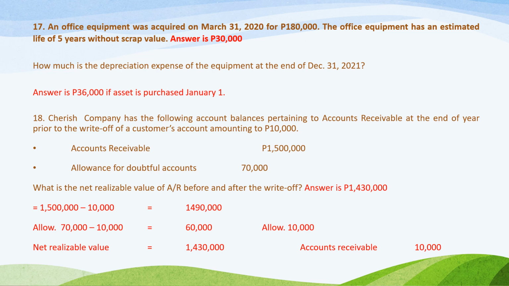Our allowance for doubtful accounts before write-off is 70,000, minus 10,000 accounts written off, because the entry to record the write-off is to debit allowance for bad debts 10,000 and to credit accounts receivable. So our allowance after the write-off is 60,000. Deducting accounts receivable of 1,490,000 minus allowance of 60,000, the net realizable value of accounts receivable is 1,430,000.